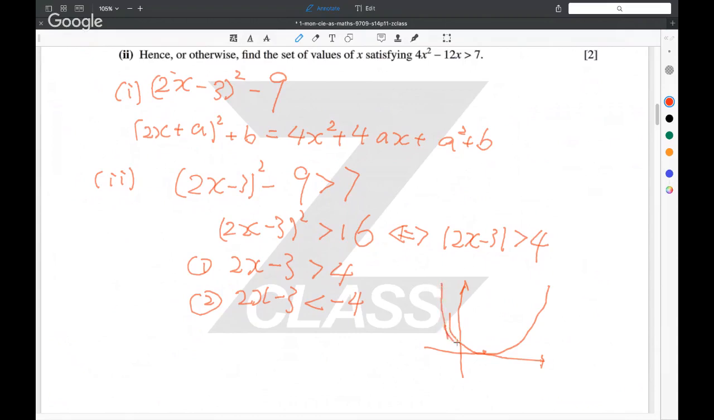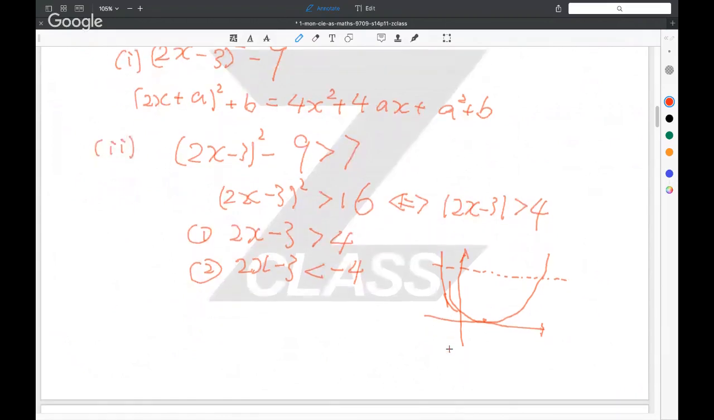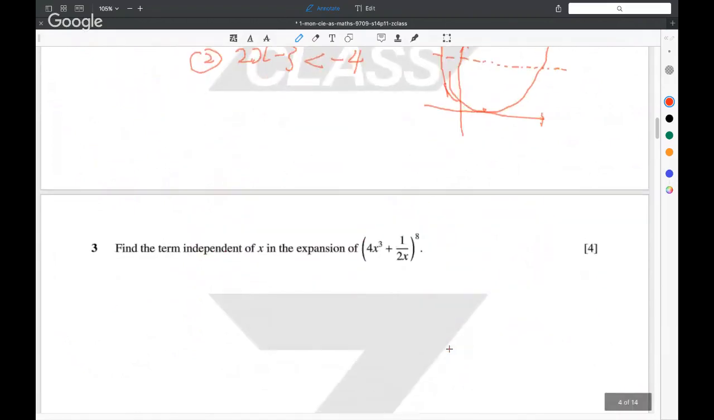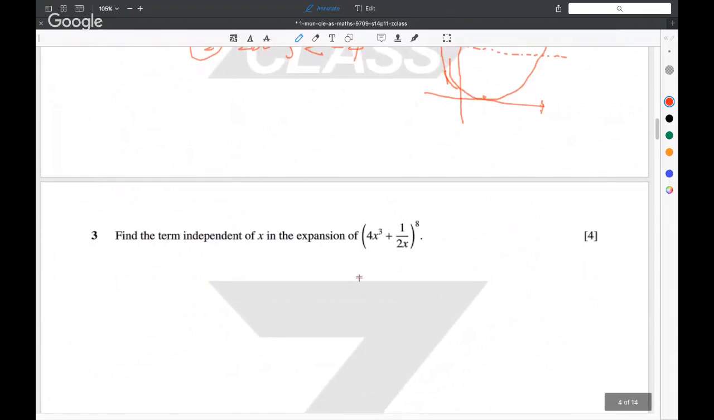And you want the value of the function to be greater than 16. So you can draw a line y equals 16, and you'll see that there'll be two different regions. And that's kind of the intuition behind second order inequality.